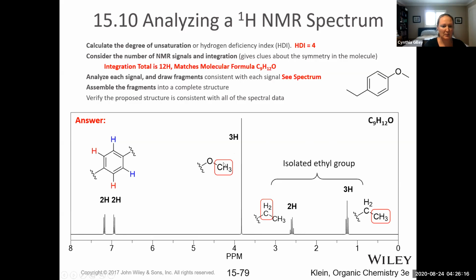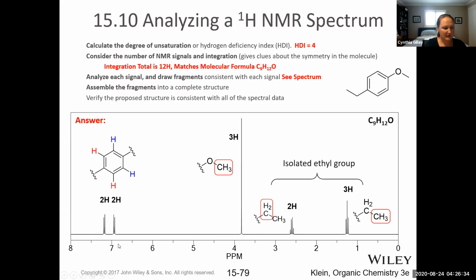So I'm going to go ahead and put that right next to the methyl. This would make this signal downfield enough to match the chemical shift. So I have this little fragment as a result of that. And then I look over here at the signals that are at around 7.